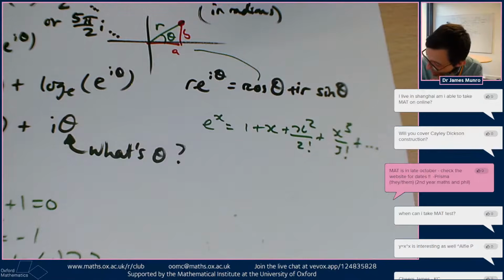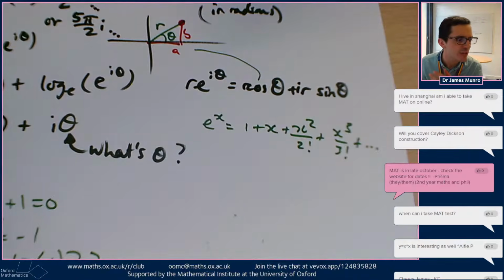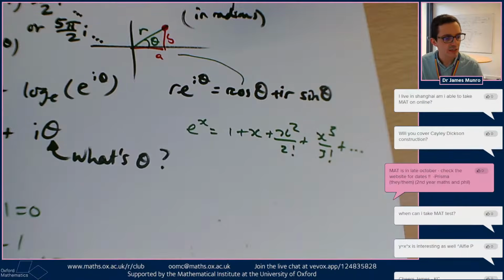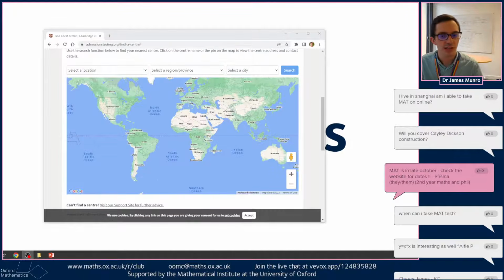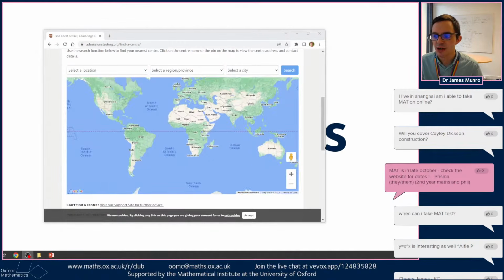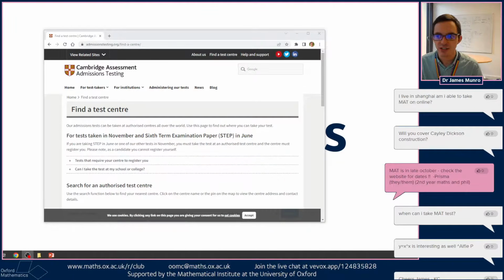Shanghai, I think you can take the MAT through a registered test centre. It's worth a check on the Cambridge Assessment website. Let me have a quick look. There's a website you would need to find. It's called Find a Test Centre, where you can find out where there's an authorised test centre in the world. That's not displaying because I'm not showing you my screen. There we go. So there's this page on the Cambridge Admissions Testing website to find a test centre.